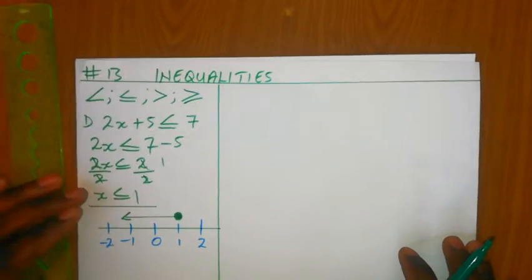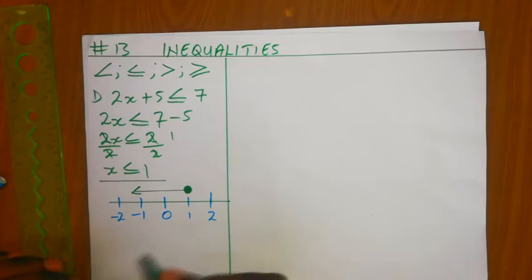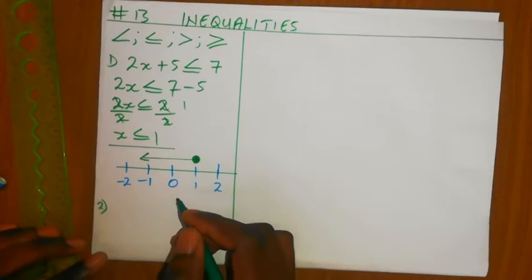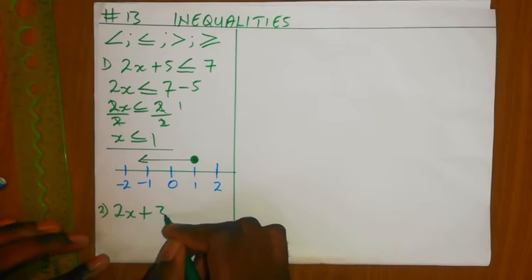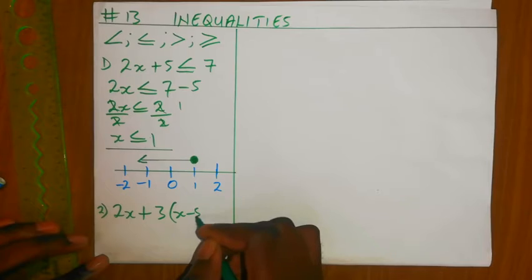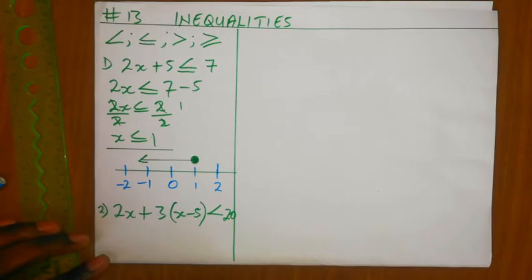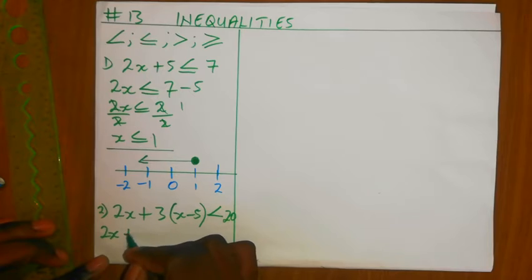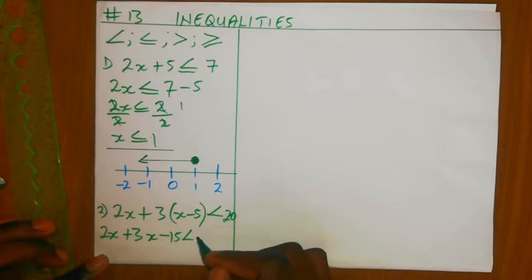Let me go to the second one that might be solved using brackets. You might find a question like this. This is our number 2. Then I'll say 2x plus 3 bracket x minus 5 close is less than 20. I'll come here and say 2x plus 3x minus 15 is less than 20.